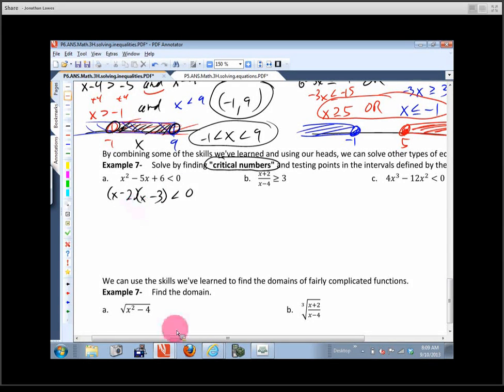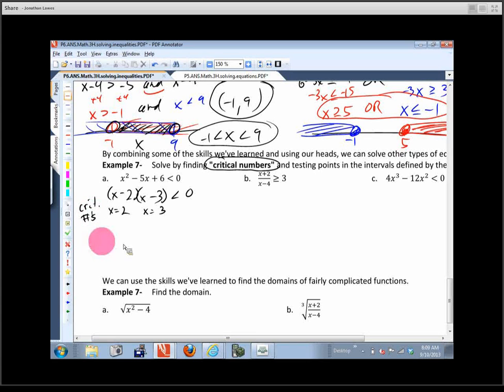Okay? So here is what critical numbers are. Once you have this set equal to 0, or at least compared to 0, greater than or less than or whatever it happens to be, a critical number is a number that makes the numerator or the denominator of the expression equal to 0. So what would make this one equal to 0? Okay, so this one would be x equals 2, and this one would be x equals 3. Okay, so these are our critical numbers.